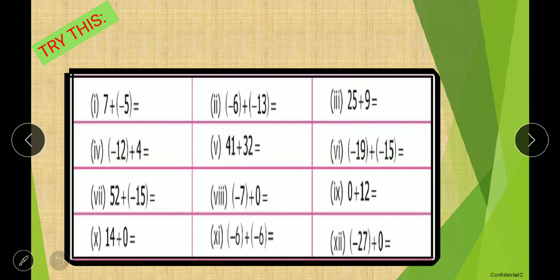Here we have sums. You can try these sums for your understanding better. Thank you.